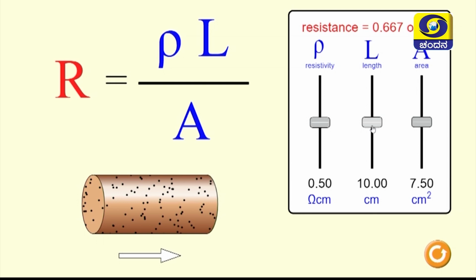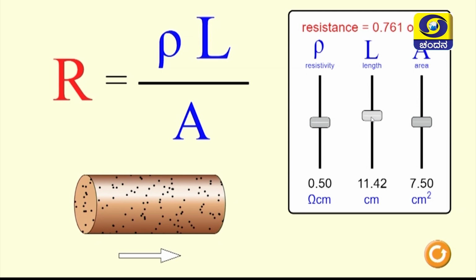0.667 ohms. So now when we vary the length, my question is, what will happen to the resistance of the conducting wire, whether it will increase or decrease? What do you think, children? Yes, I think you have thought it correctly. Now we need to verify it by varying the length of the conductor. So now from 10 centimeter I am going to increase the length of the conducting wire and observe the variation in the resistance.